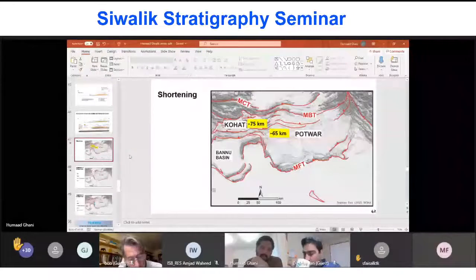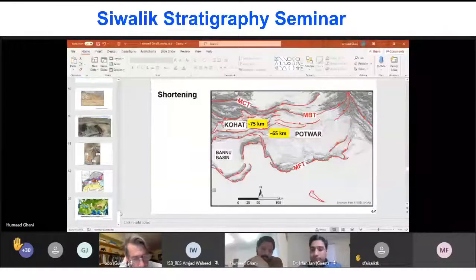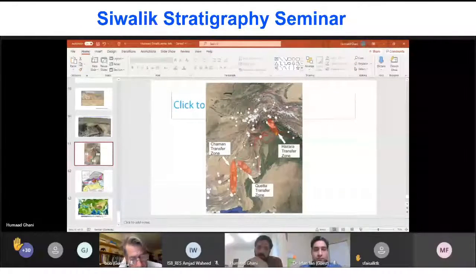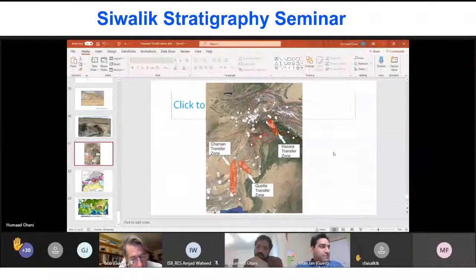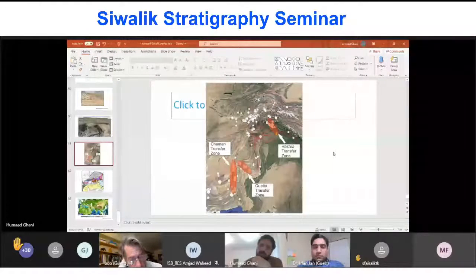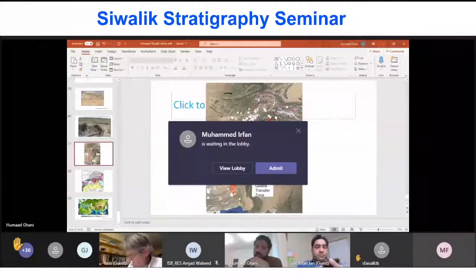But the other thing I have seen in Pakistan is how far you are from the edge of the cratonic India. In central Himalaya, the restored sections show around 700 kilometers of shortening. But what you see in Pakistan is just 250 kilometers of shortening in this region.